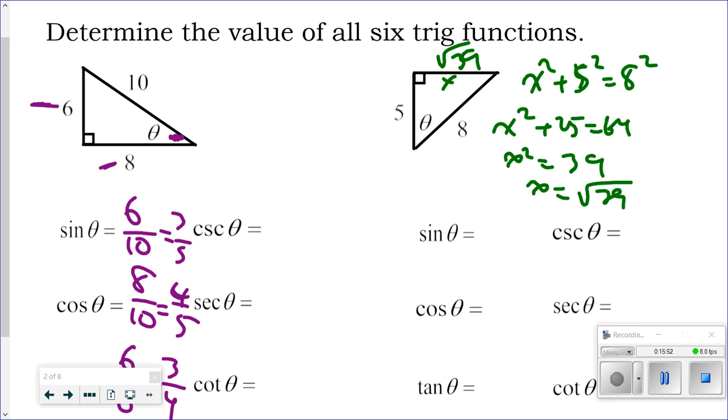Now I have what I need to set up my 3 ratios. So please take a second, set up the sine, cosine, and tangent of theta for that triangle there. Some old hippie caught another hippie tripping on acid.